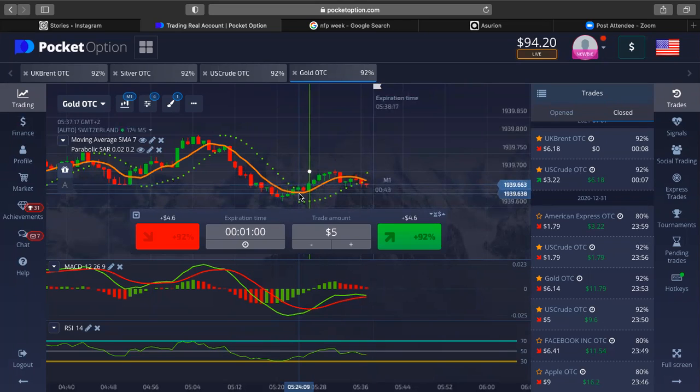You want to make sure that you're looking at the MACD first, then you're looking at the RSI, then you're looking at the moving average, and then you're looking at the Parabolic SAR. The Parabolic SAR should be the very last. Please do not enter for a buy just because you see that the Parabolic SAR is below the candle. Don't do that. Don't enter for a sell because you see the Parabolic SAR is above the candle.